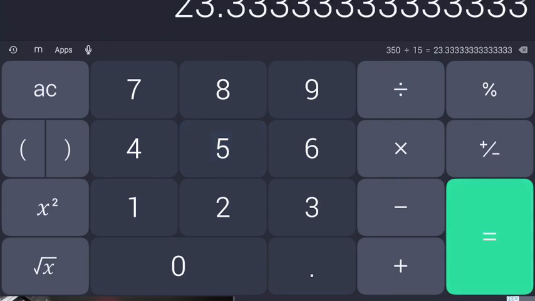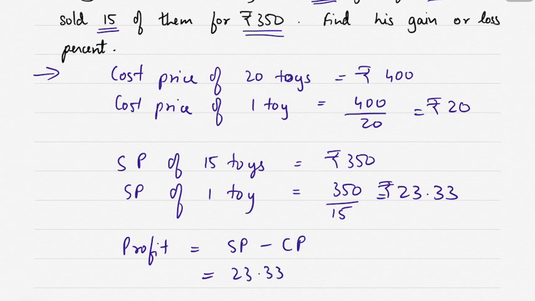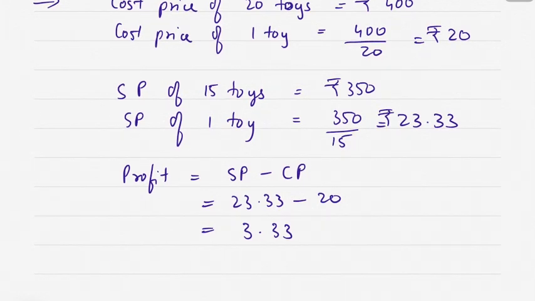$350 divided by 15 comes to 23.33 rupees. Okay, so selling price is greater than cost price. So profit is equal to selling price minus cost price, and selling price is 23.33, cost price is 20, so that means gain is 3.33.